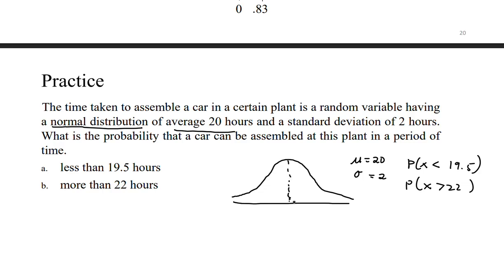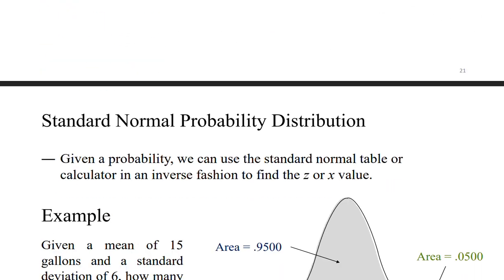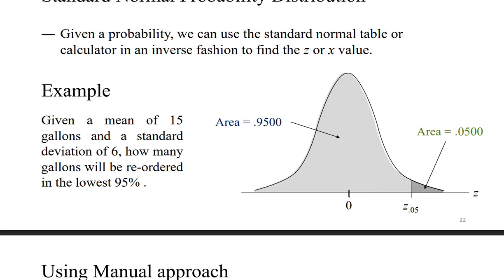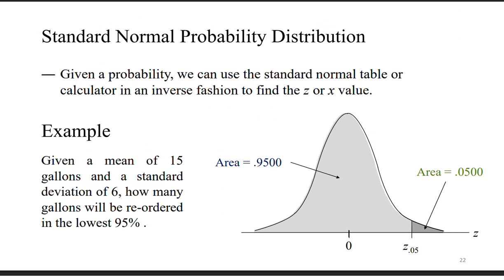The mean is here at 20. The standard deviation is 2. Let's find the area less than 19.5, and then after that, we'll find more than 22 hours. Try your hands on this. We will meet in class and discuss this as well whenever we have the chance.